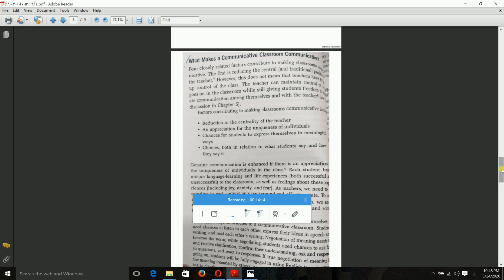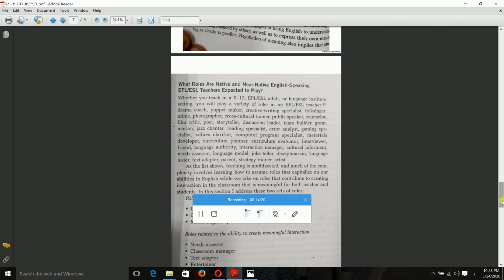Choices both in relation to what students say and how they say it. What roles are native and near-native English-speaking ESL teachers expected to play?